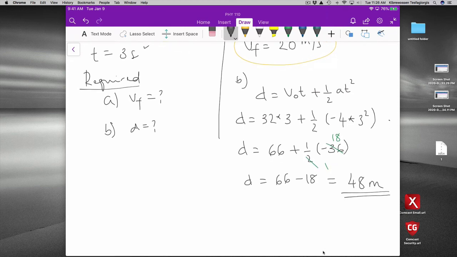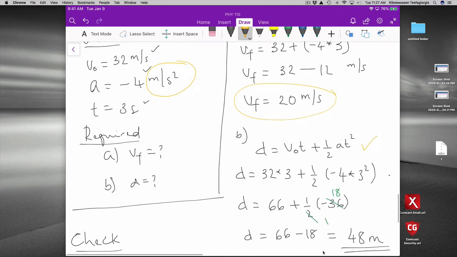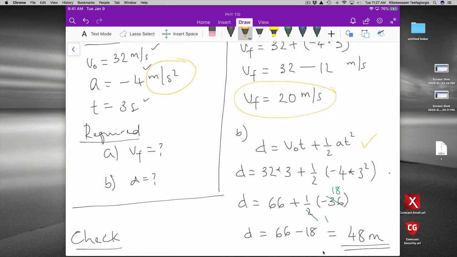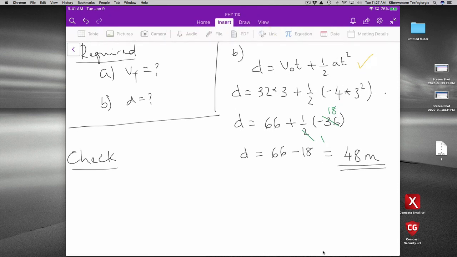Yeah, I'm going to use it as my verification. That's an excellent point. Let's put it as a check. It's an excellent question. So why did I use this formula first? Let's assume that problem A wasn't there. If you were directly asked to determine the distance, and the initial velocity, the acceleration, and the time are given, without finding the final velocity, you can solve it this way. And then let's verify using the first formula, to see if we can solve it.